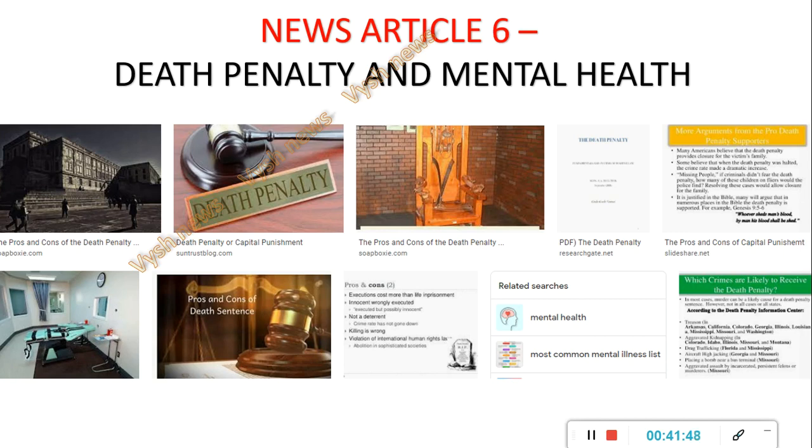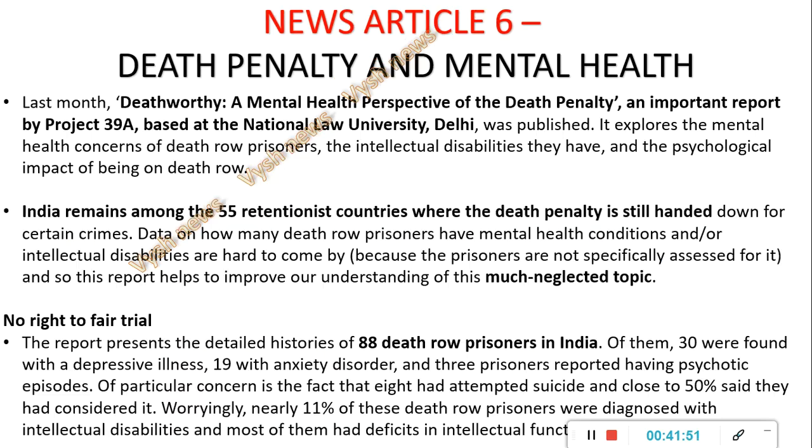It's death penalty and mental health. Death penalty is there, and in a recent report, actually in Delhi Law University, there is a project 39A in which they are researching on all these things. In that there is a report, Death Worthy, a mental health perspective of the death penalty, meaning people who have mental illness or any psychic problems, when they get death penalty, whether it is legal or valid or not. India is among the 55 countries who are still giving death penalty. Every country doesn't give it, 55 countries are giving it, and India is one among them. Even though it is told we should stop it, nobody is listening to it.